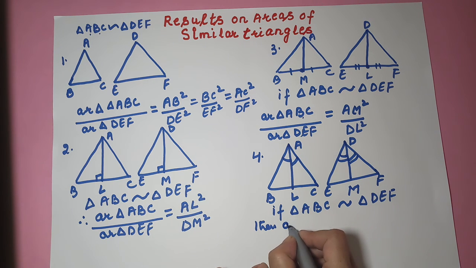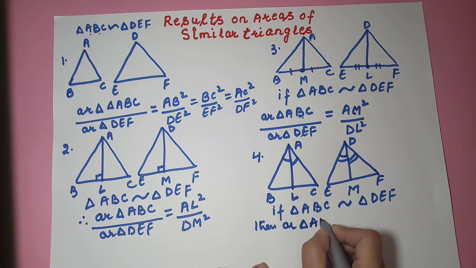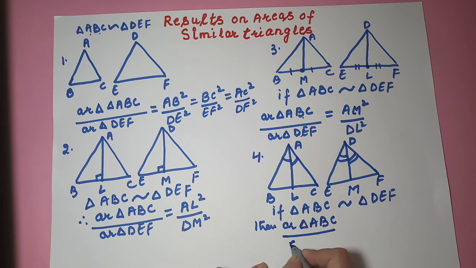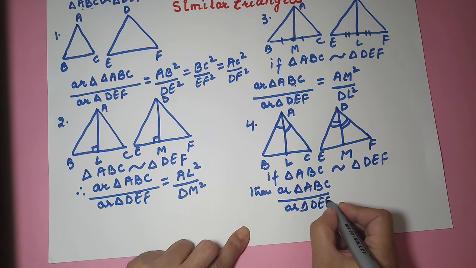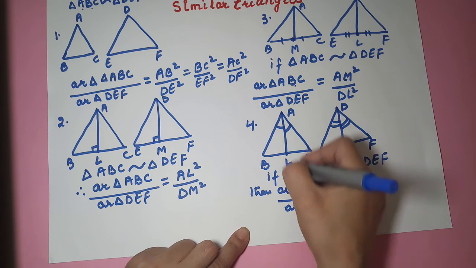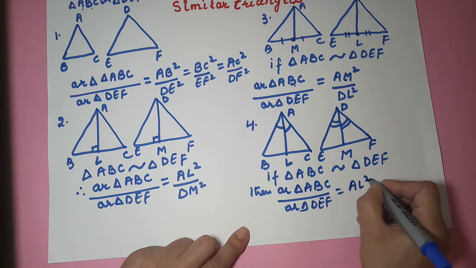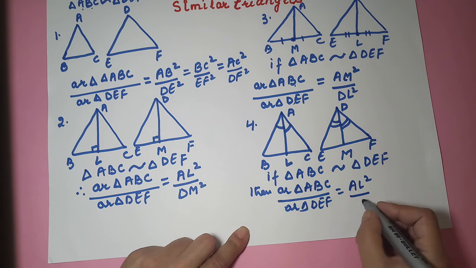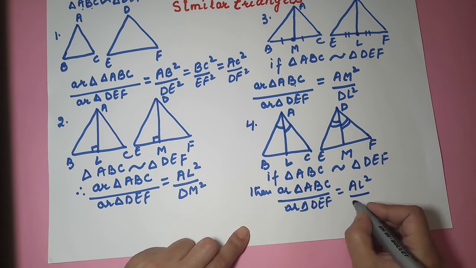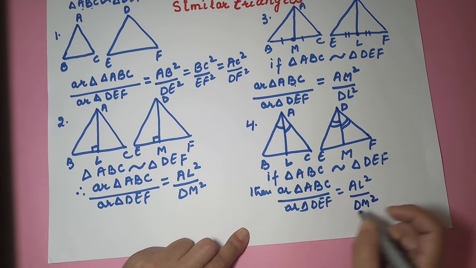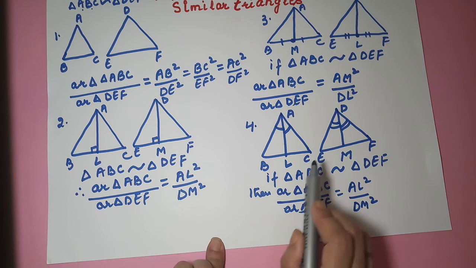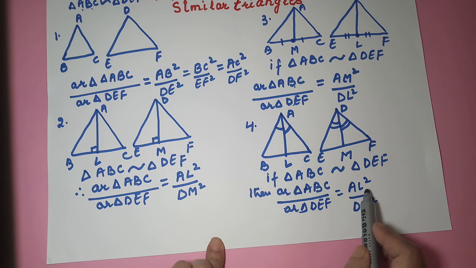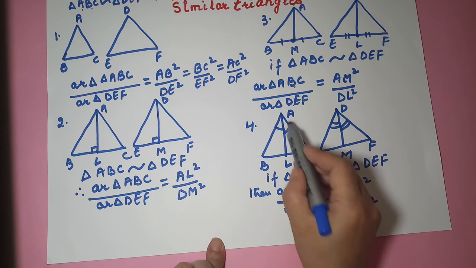So area of triangle ABC upon area of triangle DEF is equal to the squares of their corresponding angle bisector segments. This is DM square. I'll repeat the theorem here. The areas of two similar triangles are proportional to the squares of their corresponding angle bisector segments, right?